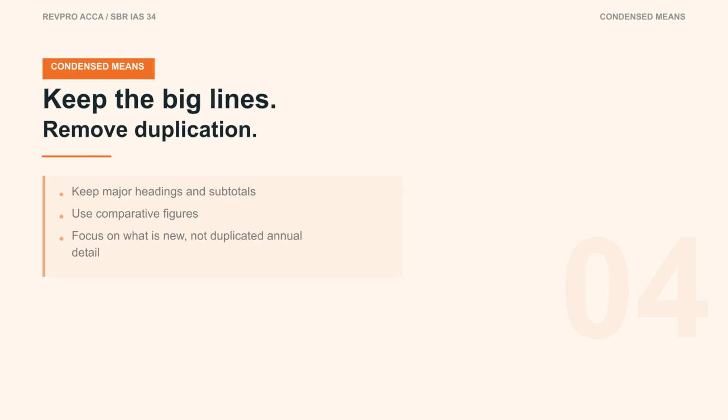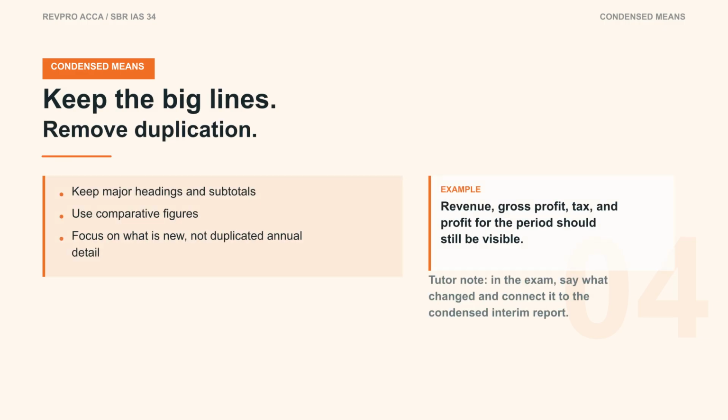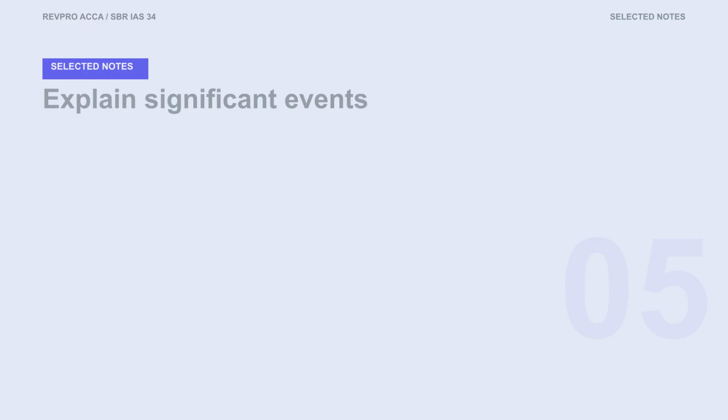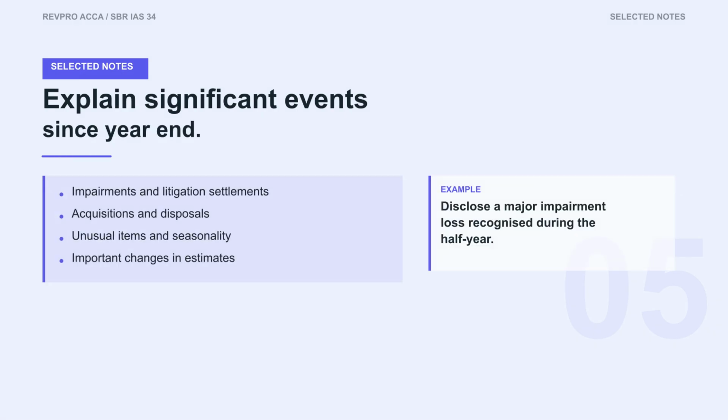Condensed means keep the major headings and subtotals from the latest annual statements with comparative figures, but remove unnecessary duplication. For example, revenue, gross profit, tax, and profit for the period should still be visible. Selected notes explain significant events, impairments, litigation settlements, acquisitions, disposals, seasonality, changes in estimates, and unusual items. For example, disclose a major impairment loss recognized during the half year.